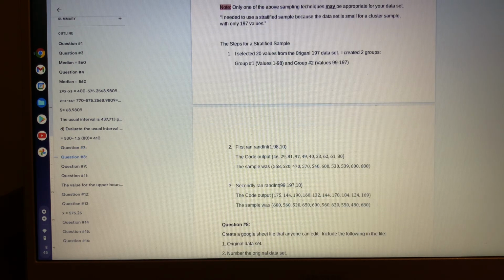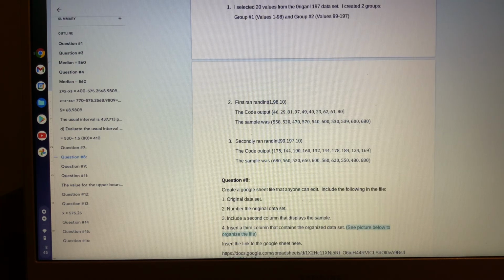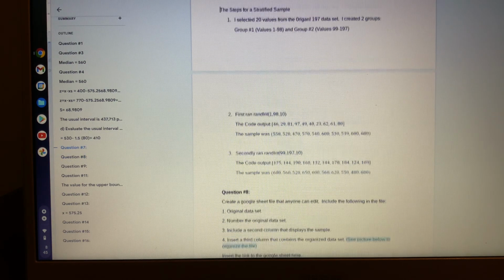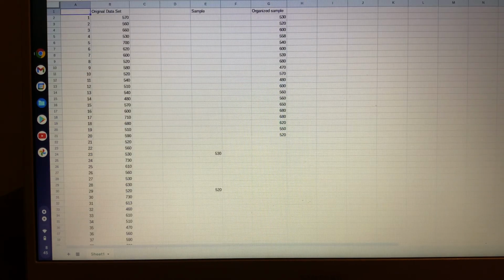And once I moved on to question 8, it had asked for me to do a Google Sheet file with the information that I have basically gathered from doing the stratified sample. So let me show you guys that. Which is right here.